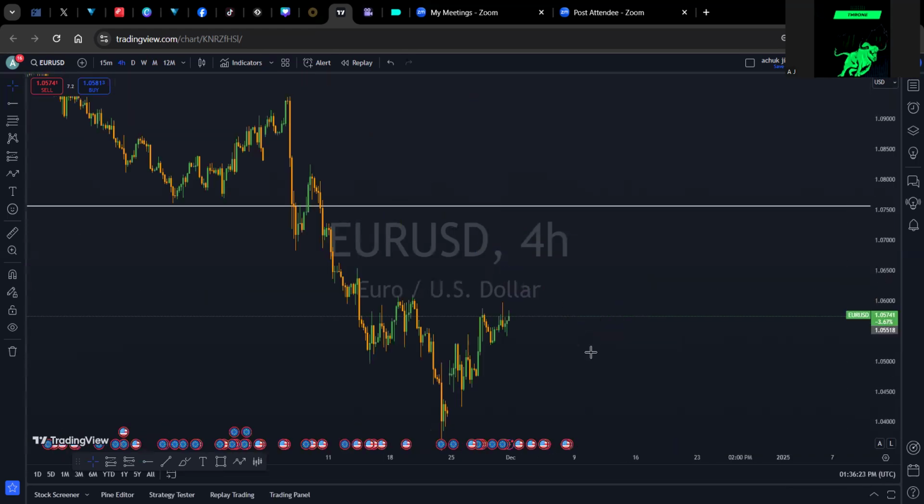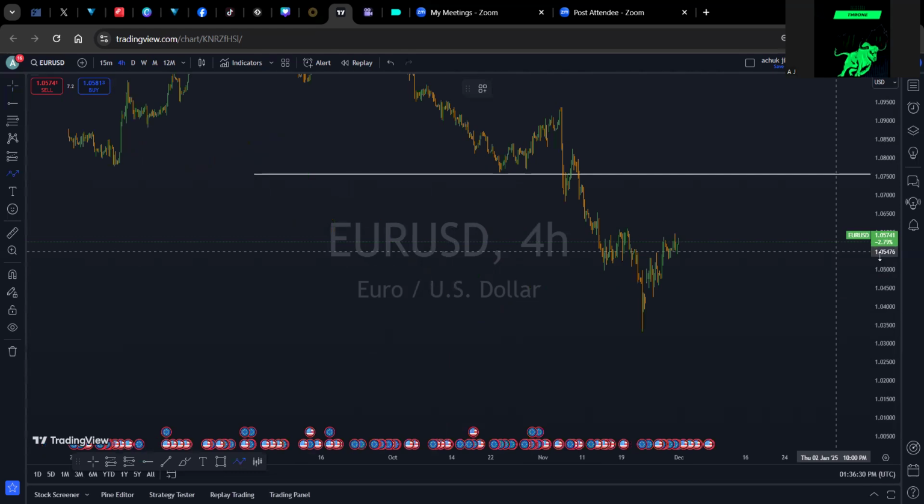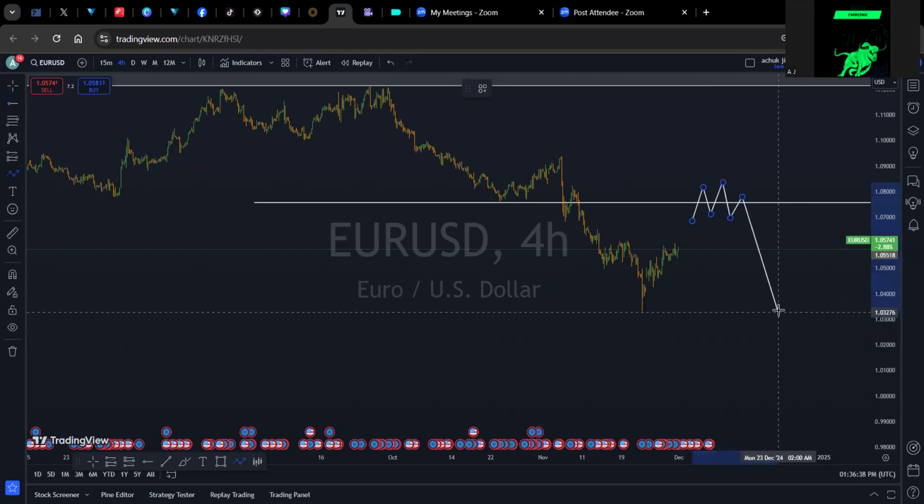Right now, price is actually in a range, so you don't want to jump in and get caught. The best thing from a swing perspective is to wait until price reaches here. Once price touches this area, we'll look for patterns. Our first target would possibly be this, and then eventually all the way down there.